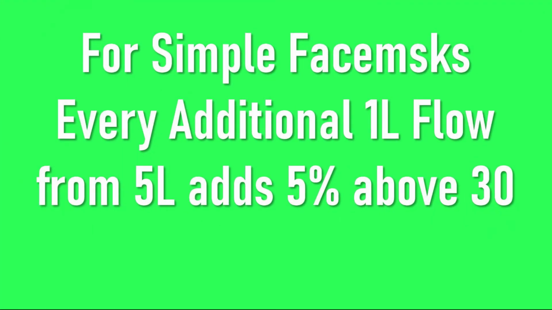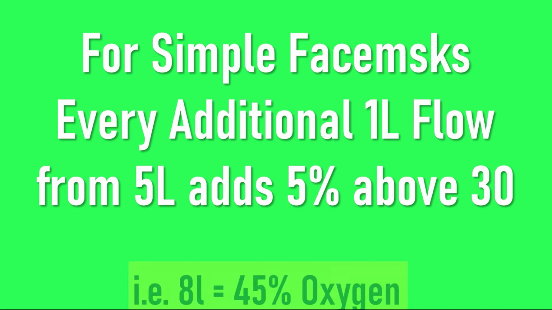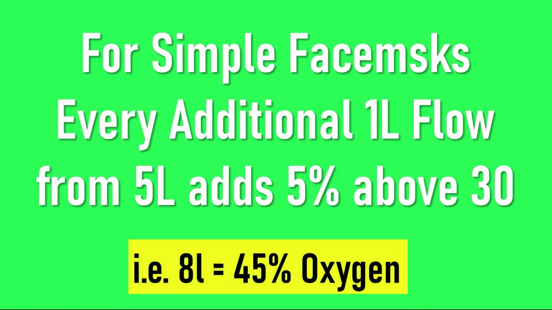Face masks are flow dependent. For every additional 1 liter of flow above 5 liters, this adds 5% above 30. 5 liters gives you 30% oxygen. Every 1 liter of flow adds 5%. So, for example, if you give the patient 8 liters, the FiO2 with these masks should be 45%.